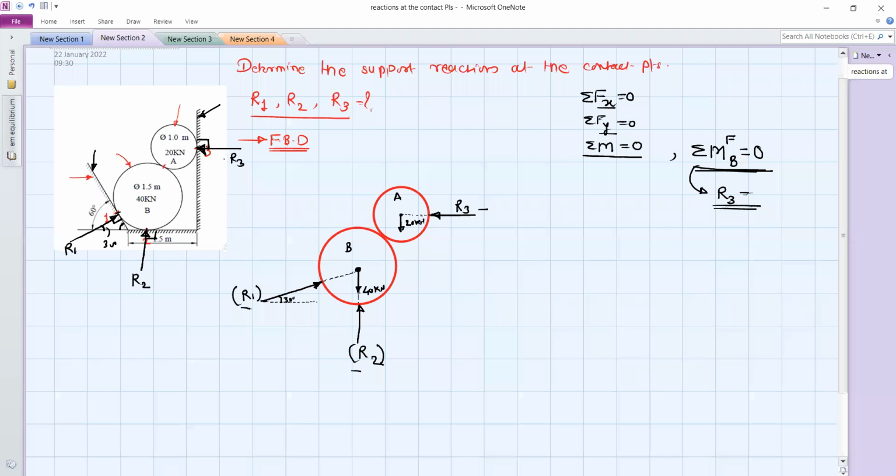So we need to find this from the given diameters. Here phi means diameter. For this sphere, the diameter is given as 1.5 meter, and for this sphere the diameter is 1 meter. From the given diameters and the given angles, we need to find the perpendicular distance of reaction R3 from the point B. So we can make one construction.